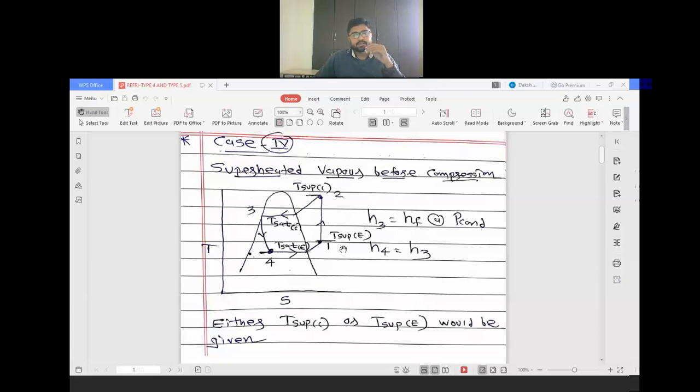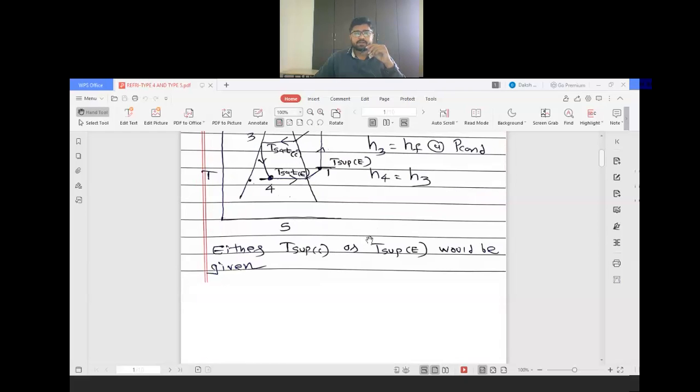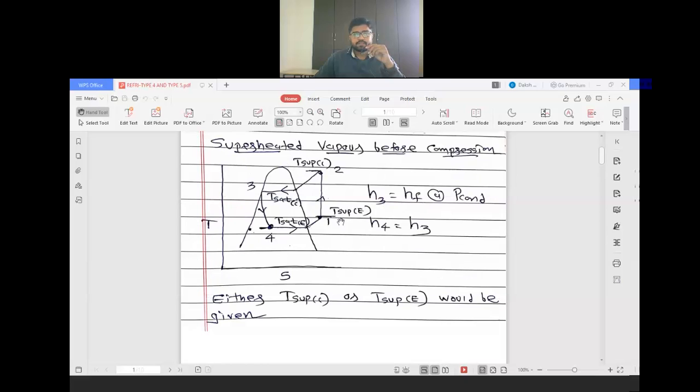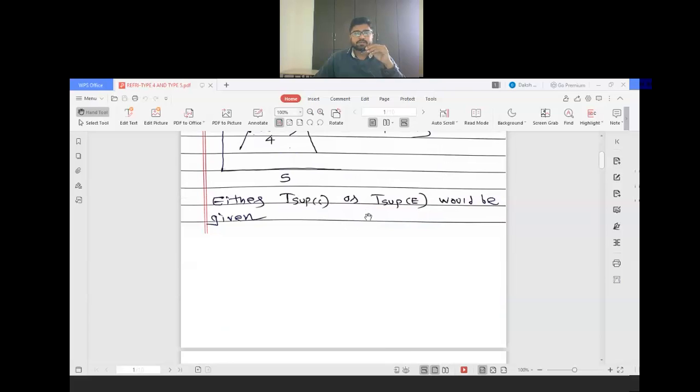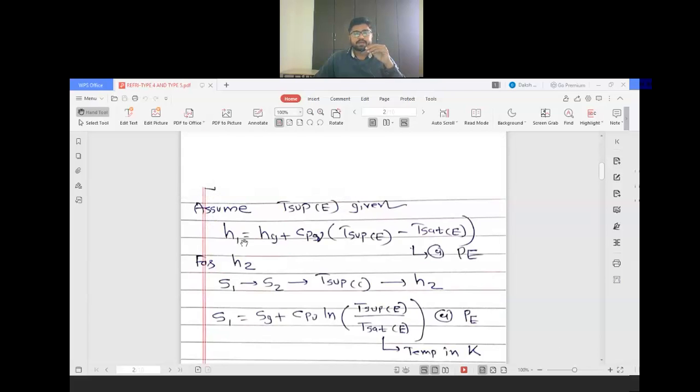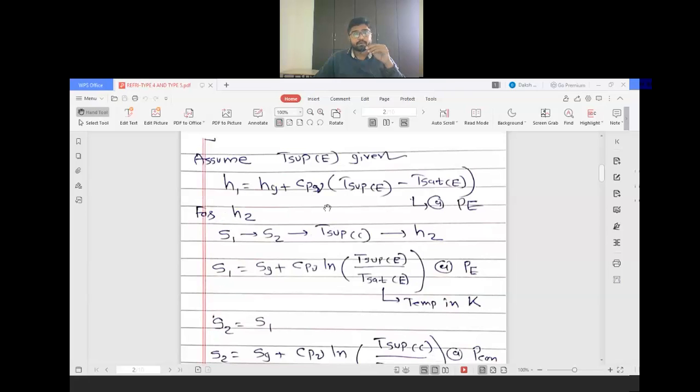But suppose in this explanation, in this theory, we have assumed that T superheated evaporator is given. So let us try with that. If that is given, you can find out H1. Clear? If T superheated evaporator is given, you can find out H1. H1 is simple. H1 is equal to Hg plus Cpv, that is Cp vapor, times T superheated evaporator minus T saturated evaporator.